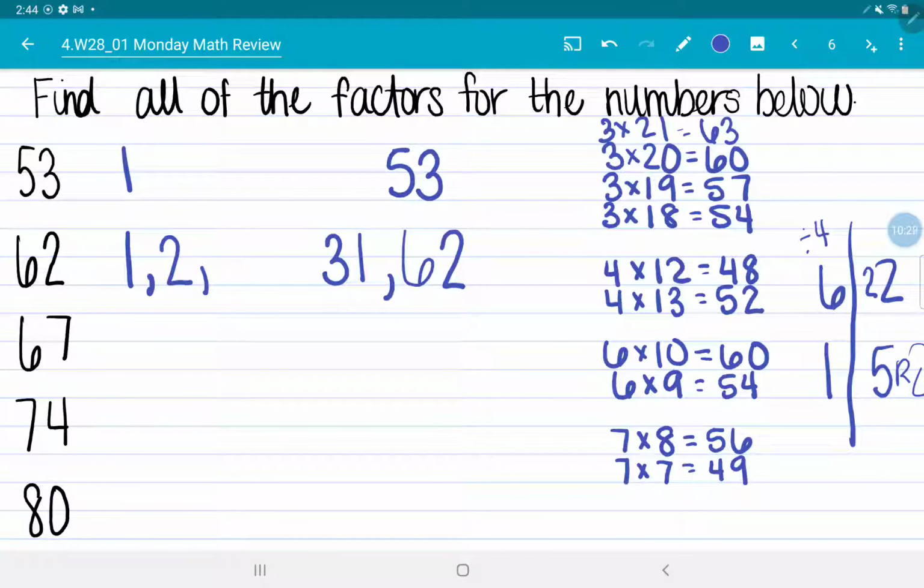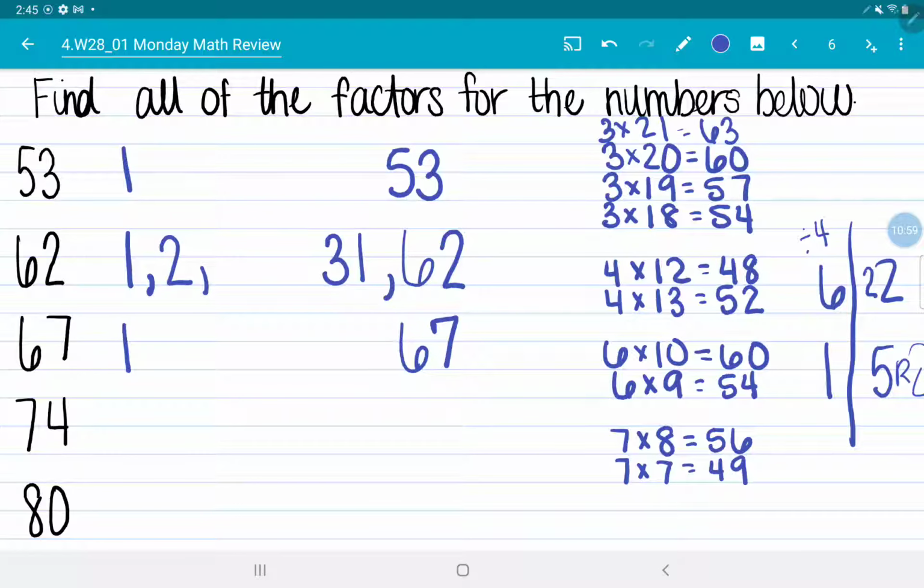All right, so now we have 67. Is 67 an odd number or an even number? Odd. It's an odd number. So do we know for sure that it's composite? Nope. Do we know for sure that it's prime? Nope. You're going to have to see what we can figure out. All right, so we know we can start with what numbers? 1 and 67. So 1 and 67 definitely are factors.